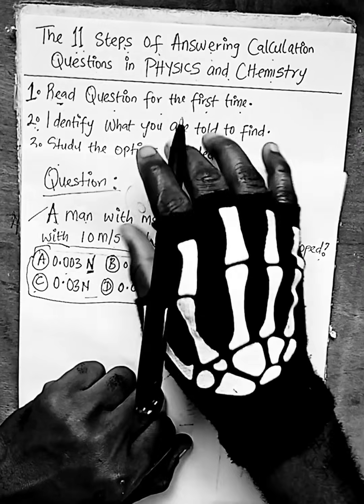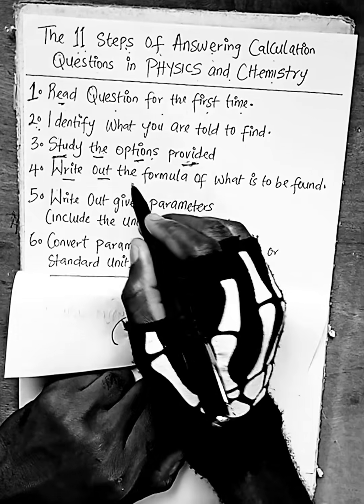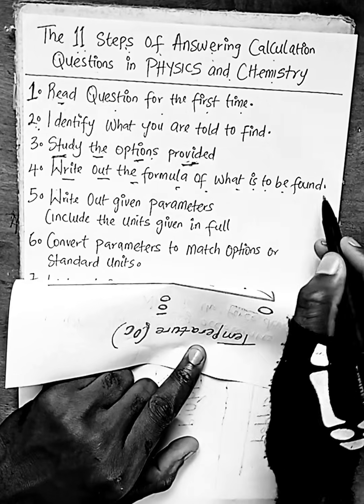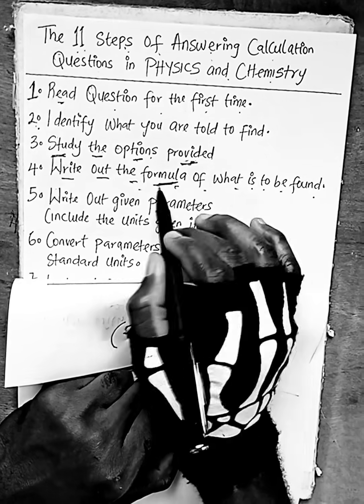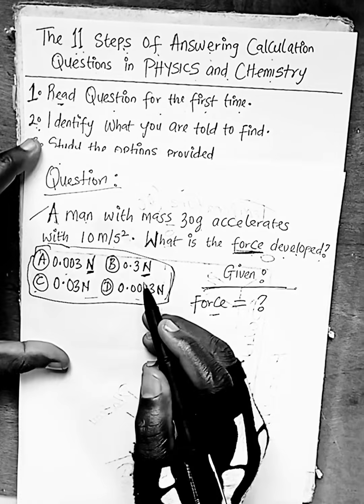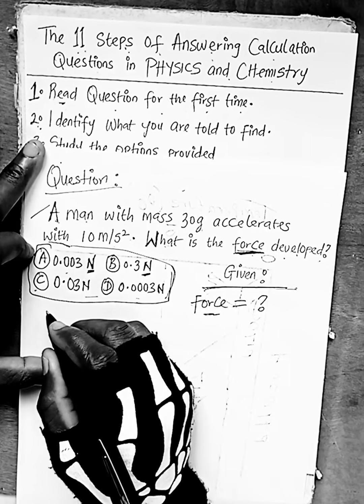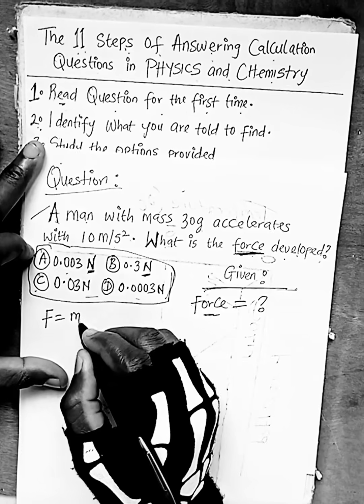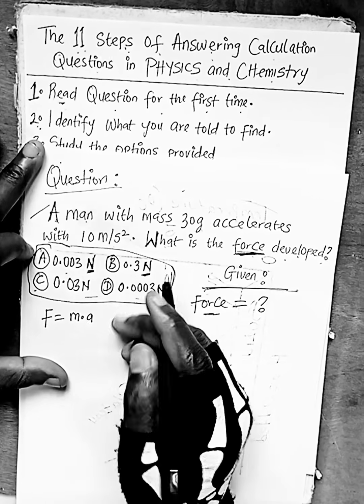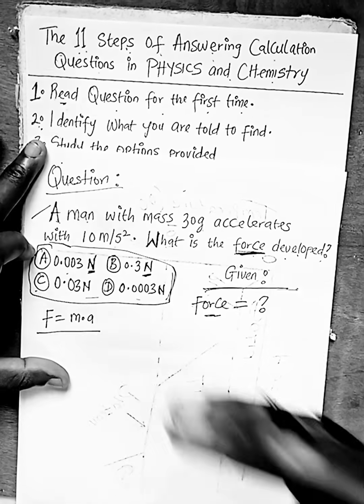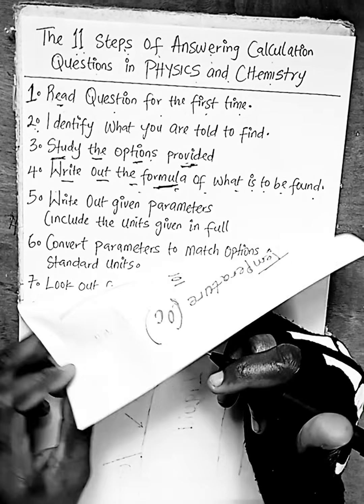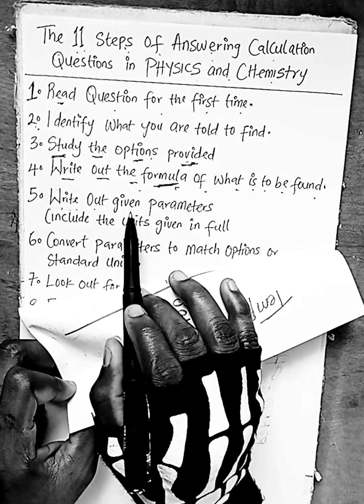Now, let's move on to the 4th step. The 4th step is write out the formula of what is to be found. Here they told us to find force. What is the formula of force? Force is equal to, F is equal to mass times acceleration. So this is the formula of what we were told to find. We move over to the next, which is number 5, which is write out given parameters.